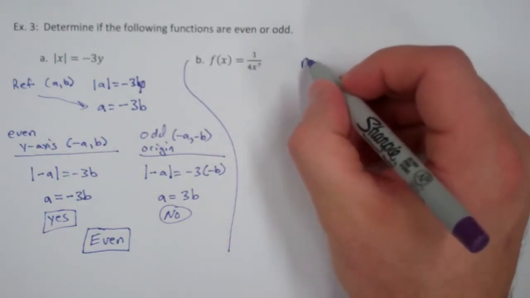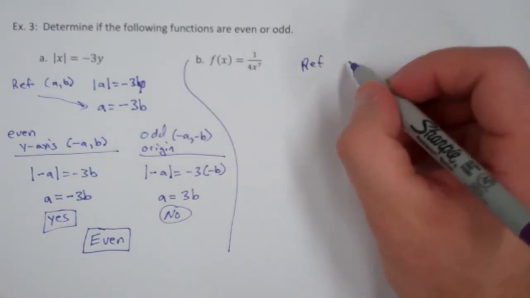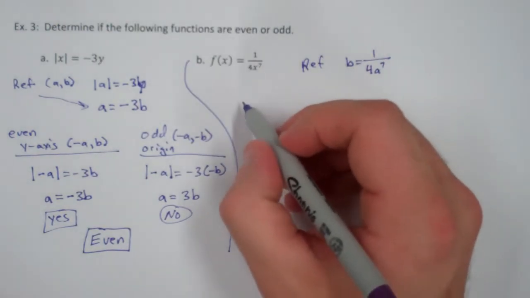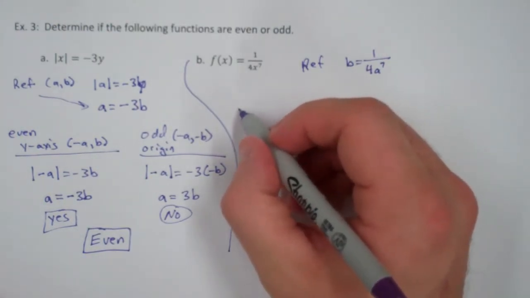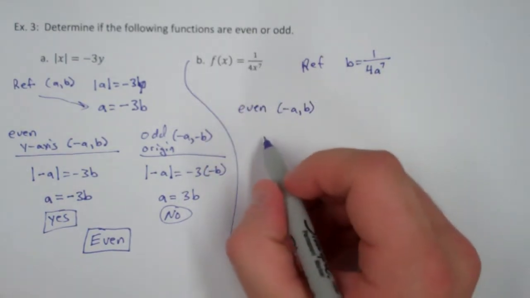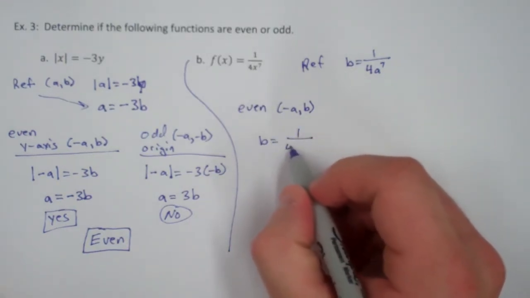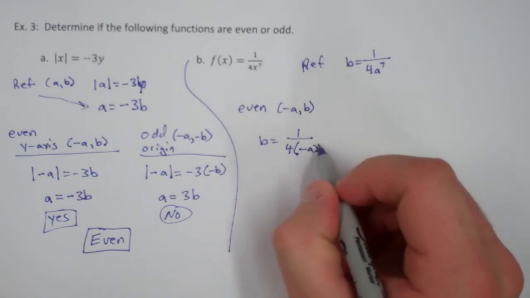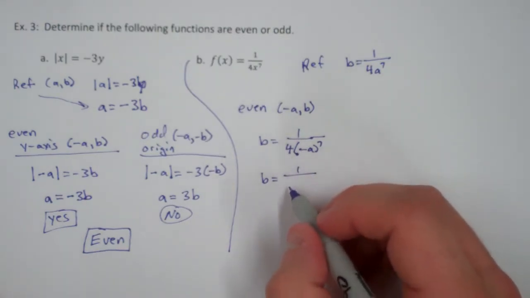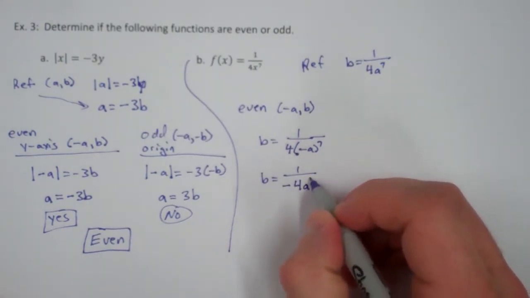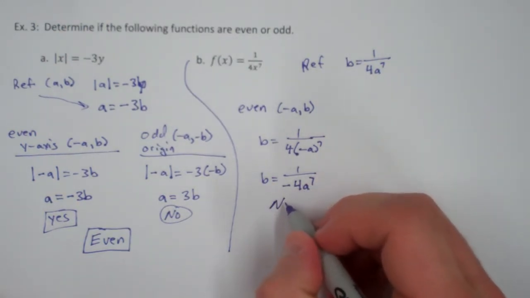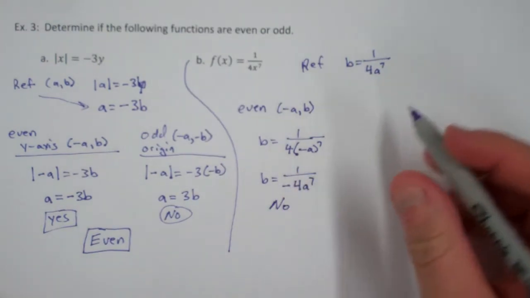The next one, our reference, is going to be b is equal to 1 over 4a to the 7th. To determine if a function's even, we'll use that y-axis test, so we'll go negative a, b. Plug that right back in, so we've got b is equal to 1 over 4 times the opposite of a to the 7th. Remember, when we raise something to an odd power like that, it's going to be negative, so we'll have negative 4a to the 7th. This does not look like the reference, and there's nothing we can do to make it look like the reference. So the answer here will be no, it's not even.